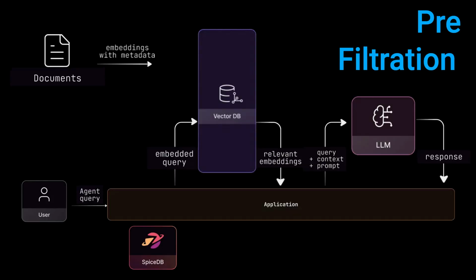Now, with pre-filtering, you first ask, which documents is this AI agent allowed to see? And then you retrieve embeddings only from those documents, which is then fed to your large language model. This method works very well when you have a low positive hit rate. Say you have 1 million documents, but the user is allowed access to only 1,000. You first retrieve embeddings from those 1,000 documents and then make a call to your large language model.